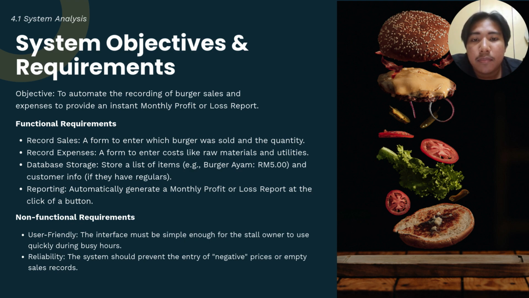Now let's move on to the objective of the system implementation and the requirements for the system to function as expected. The system objective is to automate the recording of burger sales and expenses to provide an instant monthly or annual profit and loss report.